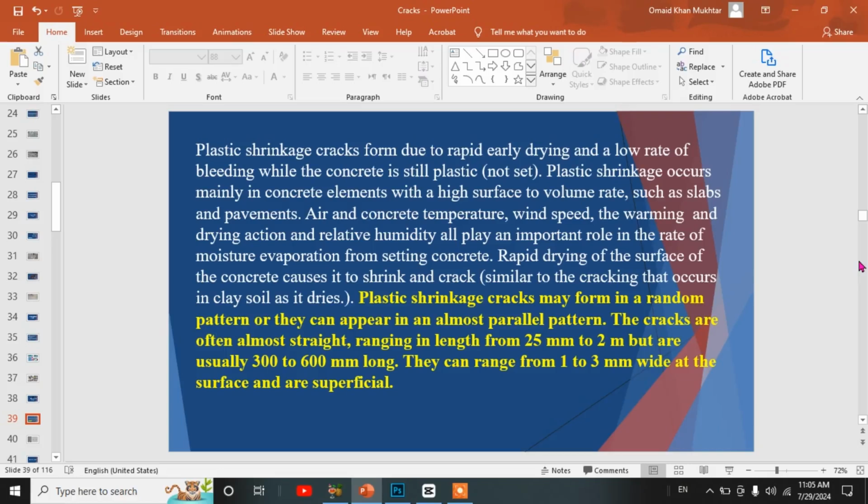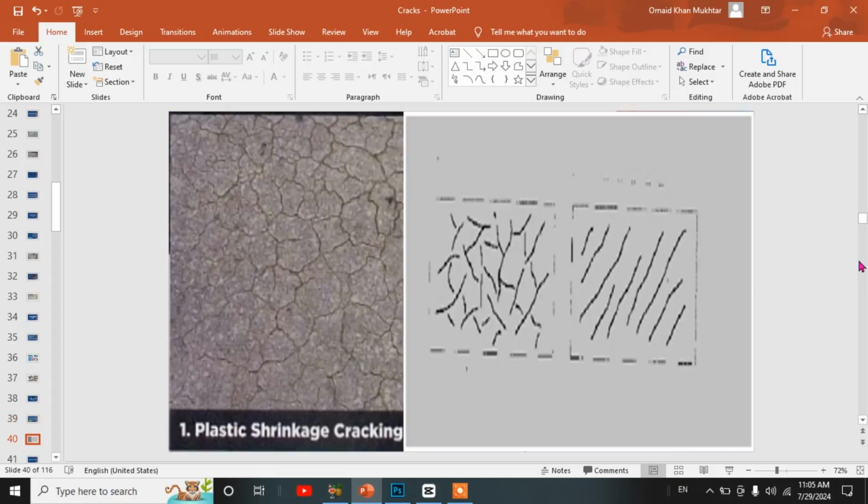Plastic shrinkage cracks may form in a random pattern, or they can appear in an almost parallel pattern. The cracks are often almost straight, ranging in length from 25 mm to 2 m, but are usually 300 to 600 mm long. They can range from 1 to 3 mm wide at the surface and are superficial. You can see plastic shrinkage in this picture. These cracks are plastic shrinkage cracks.